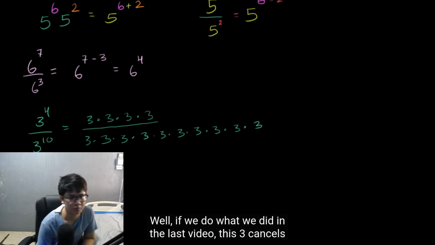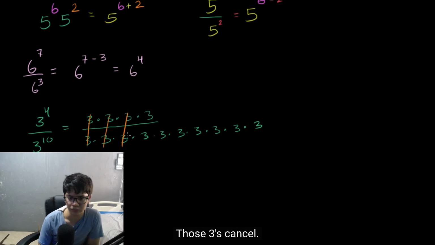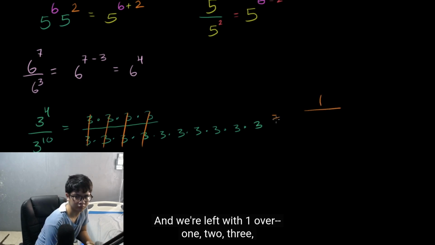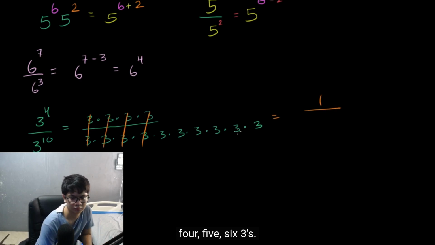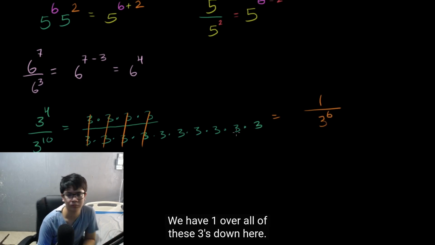Well, if we do what we did in the last video, this 3 cancels with that 3, those 3's cancel, those 3's cancel, those 3's cancel, and we're left with 1 over 1, 2, 3, 4, 5, 6 3's. So 1 over 3 to the sixth power, right? We have 1 over all of these 3's down here.